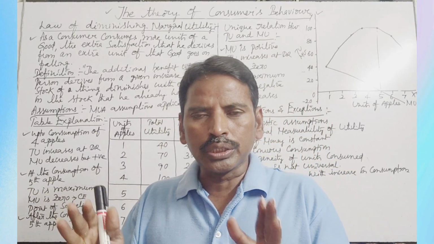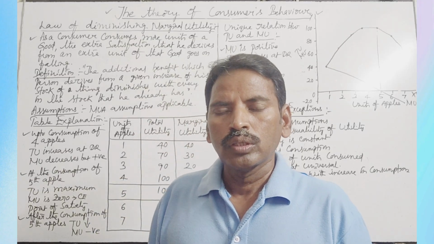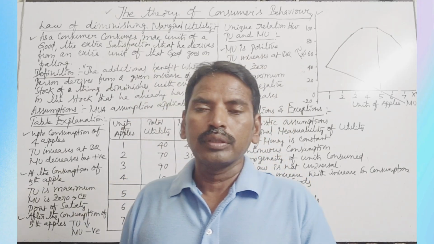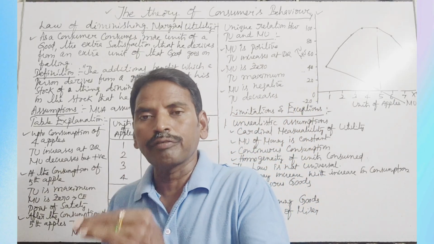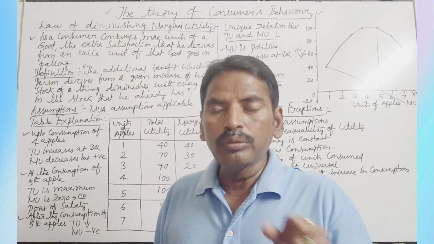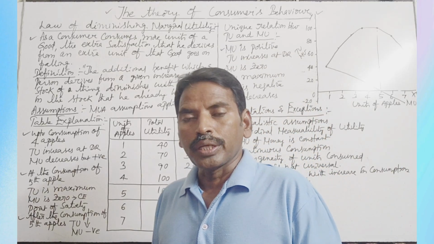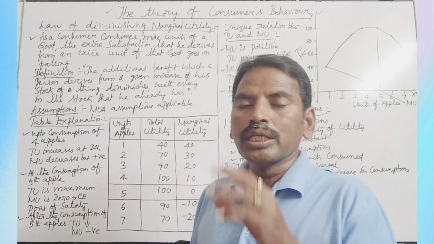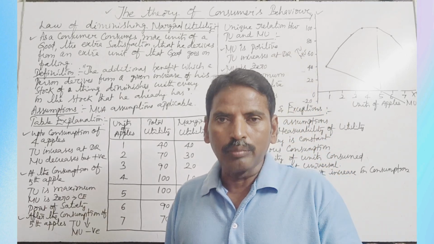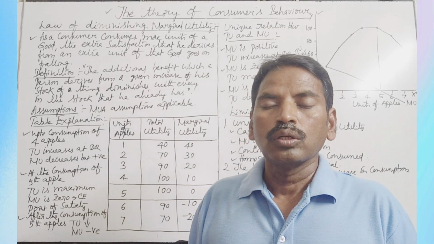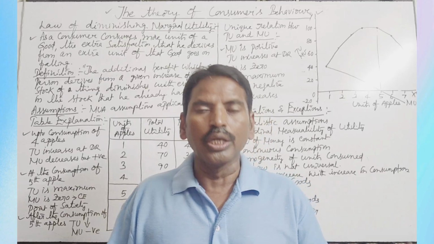what is the introduction to the Law of Diminishing Marginal Utility? What is the meaning of the law of diminishing marginal utility? What is the definition of LDMU? What are the assumptions and table explanation? What is the relationship between total utility and marginal utility? Diagram explanation, and what are the exceptions to the law of diminishing marginal utility?